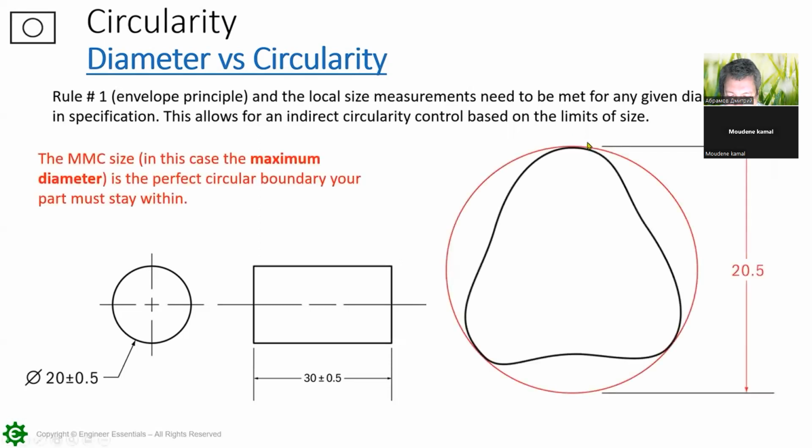If we pull this up, this is showing that MMC size, right? That is that envelope. And now it's 2-dimensional, right? But the actual go gauge that we would design for this would be 3-dimensional. We wouldn't be trying to check it on a 2-dimensional basis. But this control for circularity is technically 2-dimensional.